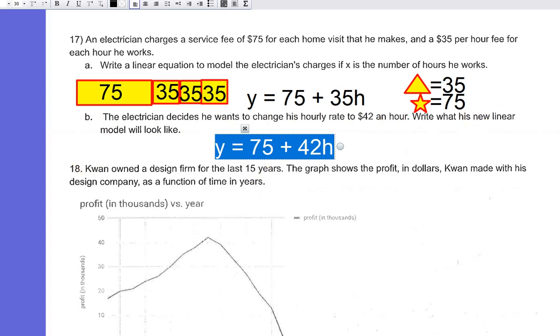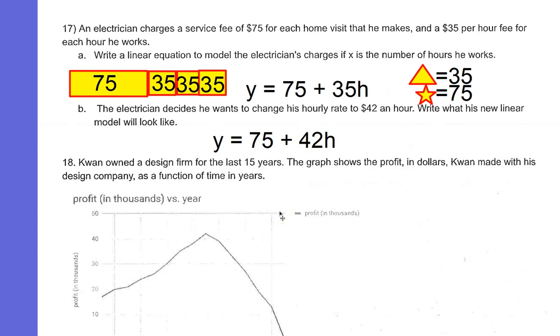Okay, Kwan owned a design firm for the last 15 years. The graph shows the profit in dollars Kwan made with his design company as a function of time. We're going to have to do something with this function.